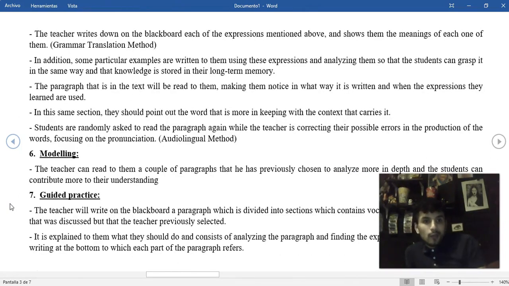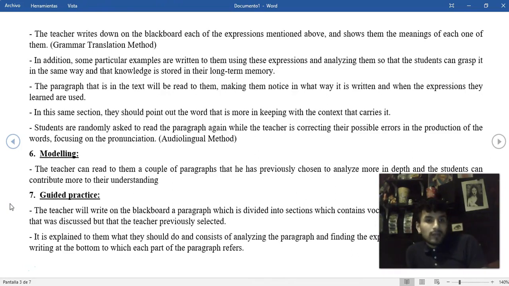The teacher writes down on the blackboard each of the expressions mentioned above and shows them the meanings of each one of them. Here we're going to use the grammar translation method because I'm going to translate the words that my students require. In addition, some particular examples are written to them using these expressions and analyzed so that the students can grasp it in the same way and that knowledge is stored in their long-term memory.